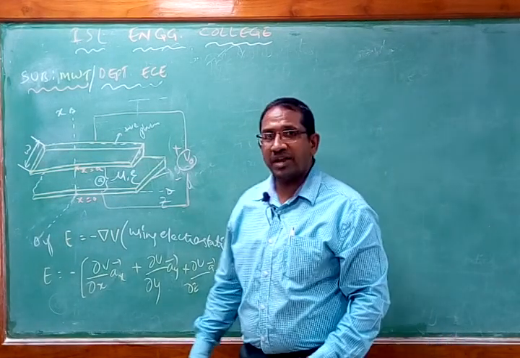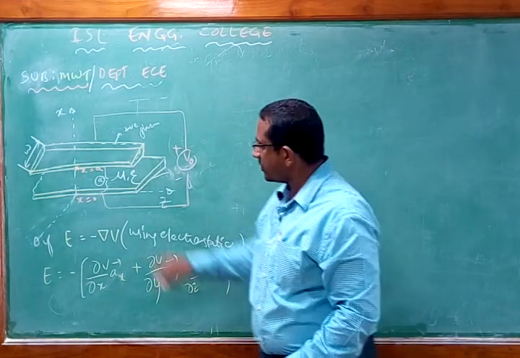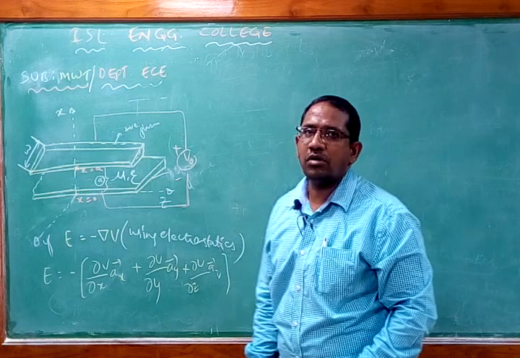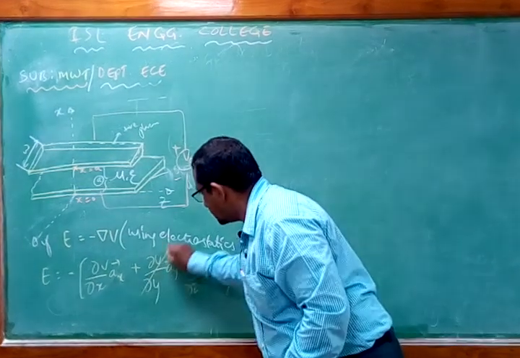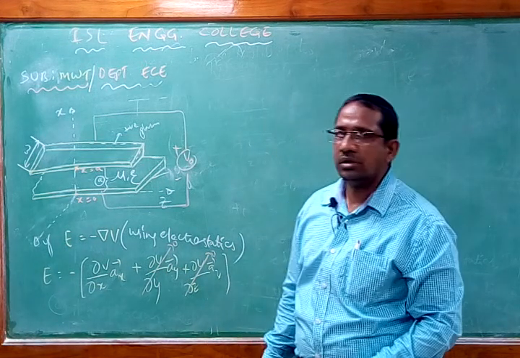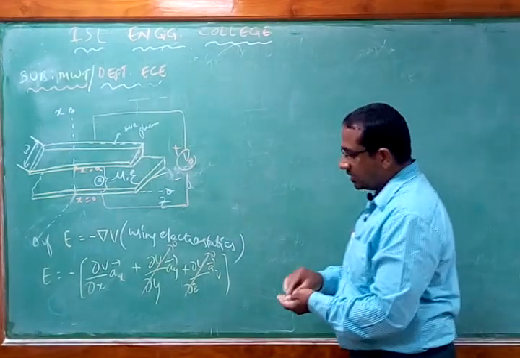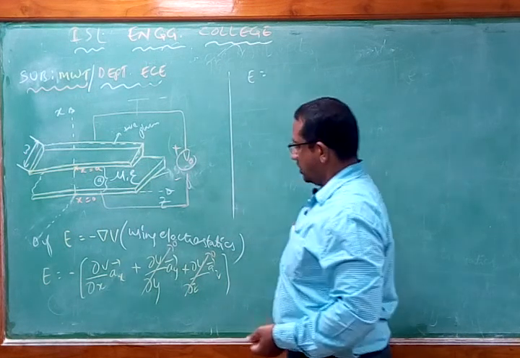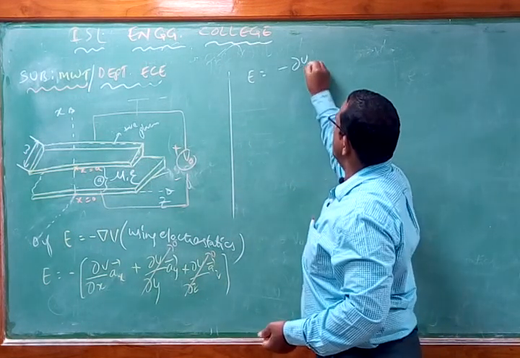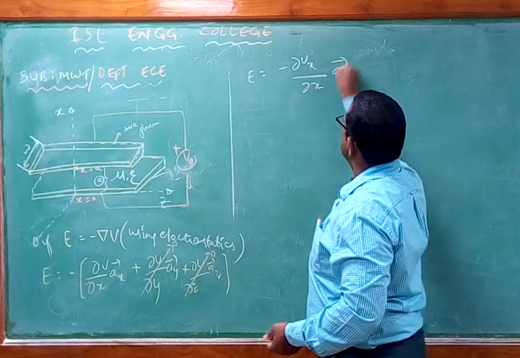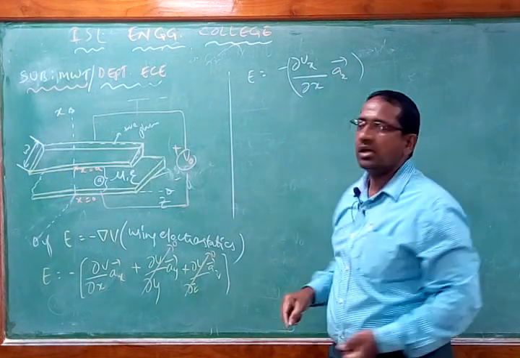Now we have made an assumption. What is the assumption? The wave is going to be uniform along y and z quadrants. Therefore anything with respect to differentiation with respect to y and z will simply go to 0. So finally we are left with the equation: E is equal to minus dou Vx by dou x into Ax. So this is the equation we are left with here.